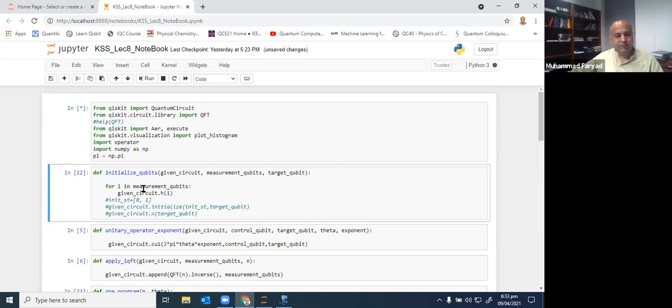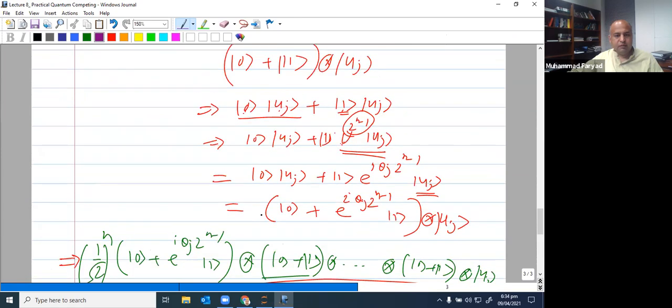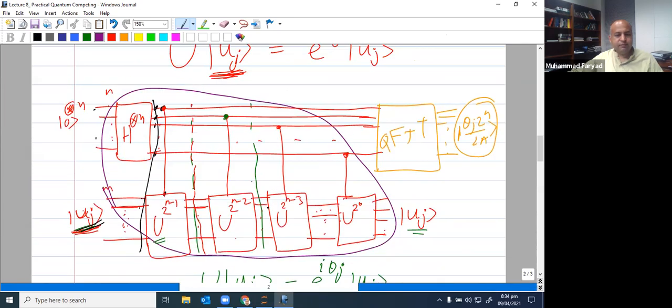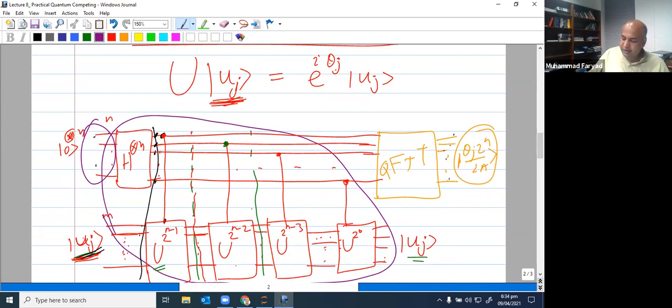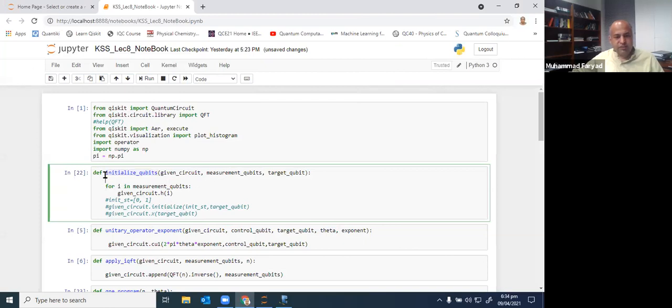And then I have this initialize qubit part, which is a function now. All it does is this: this set of qubits I'm labeling as measurement qubits, because these are the ones we are going to measure at the end. And this other set of qubits is sometimes called working qubits, or target qubits, for preparing the eigenvector uj.